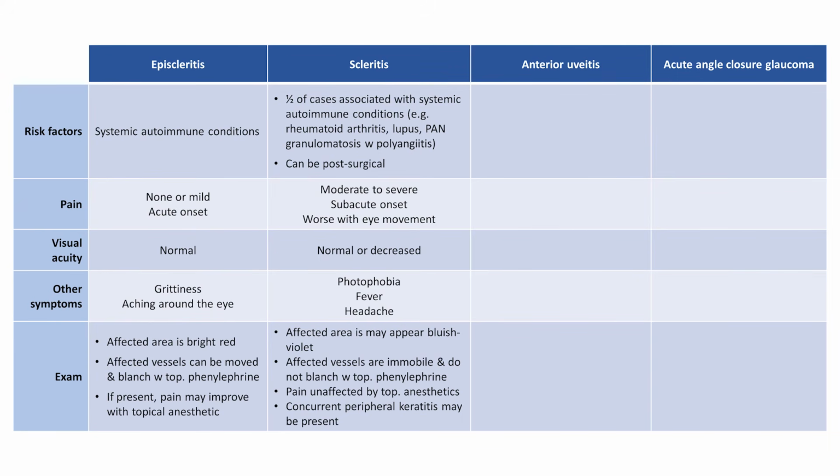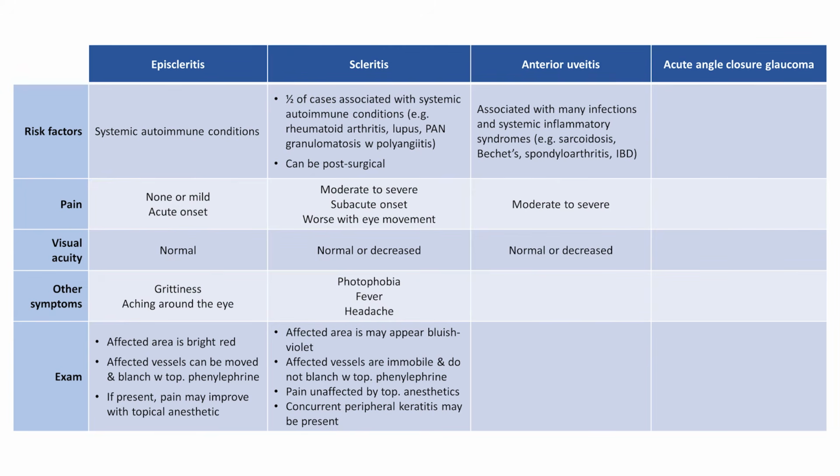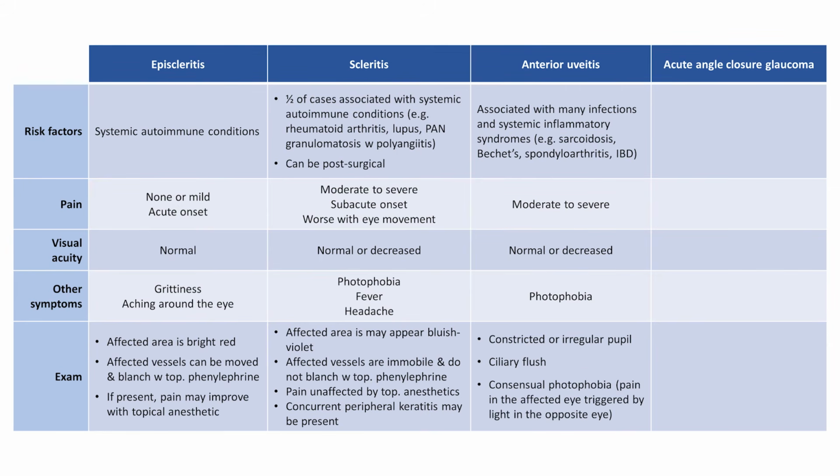Moving on to anterior uveitis, it is associated with many infections and systemic inflammatory conditions, most notably sarcoidosis, Behçet's disease, spondyloarthritis, and inflammatory bowel disease. The pain from uveitis is moderate to severe. Visual acuity can be either normal or decreased. Patients will usually have photophobia. On exam, the pupil will be constricted or irregular, and there will be ciliary flush. A distinctive and memorable finding is consensual photophobia, which is when pain is triggered in the affected eye by shining a light in the unaffected eye.